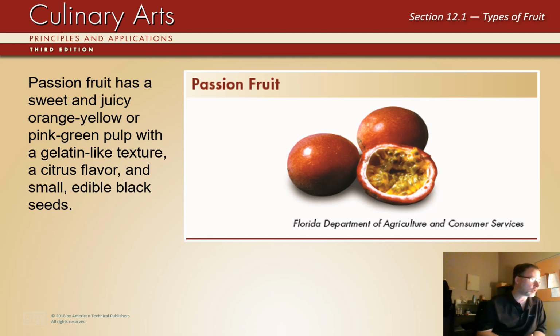The orange, yellow, or pink-green pulp of the passion fruit is sweet and juicy with a gelatin-like texture and a citrus flavor. Its small black seeds are edible. Passion fruit may be used in jams, jellies, ice creams, and a variety of desserts, but again, we also juice it as well.